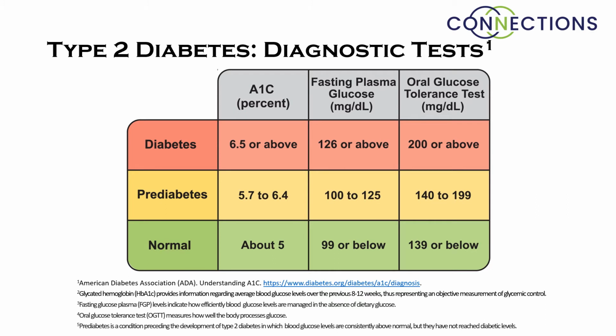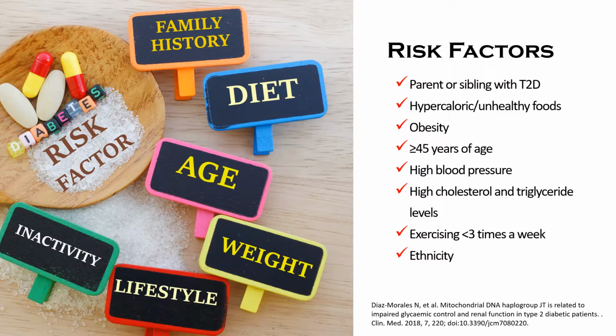As you can see on this chart, a person who is consistently above the upper limit of normal in these measures has diabetes. However, people who consistently test slightly above the upper limit of normal without reaching criteria for diabetes are considered pre-diabetic. And pre-diabetes is a significant risk factor for diabetes.